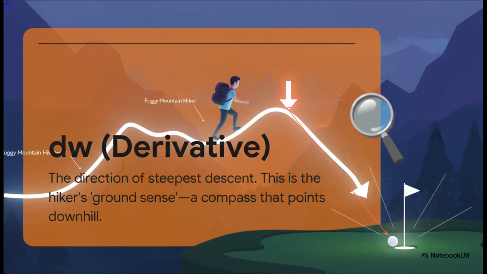Next up, DW. The official name is the derivative, but forget that. Just think of it as the hiker's compass. It's the calculation that feels the ground and points in the direction of the absolute steepest way down from where the hiker is currently standing. It's the part that says, okay, downhill is that way.